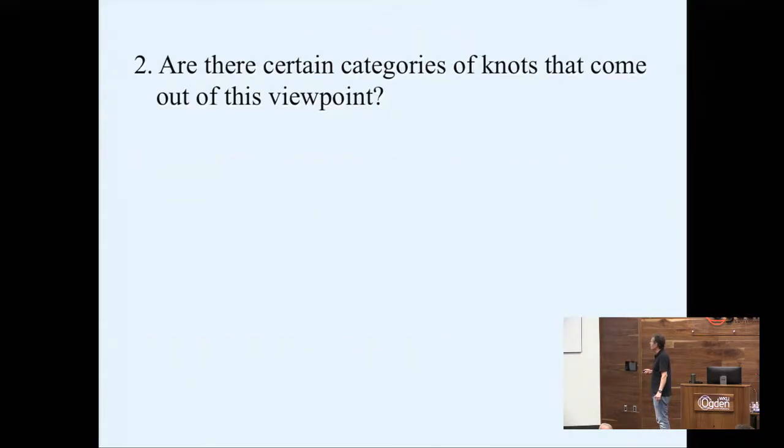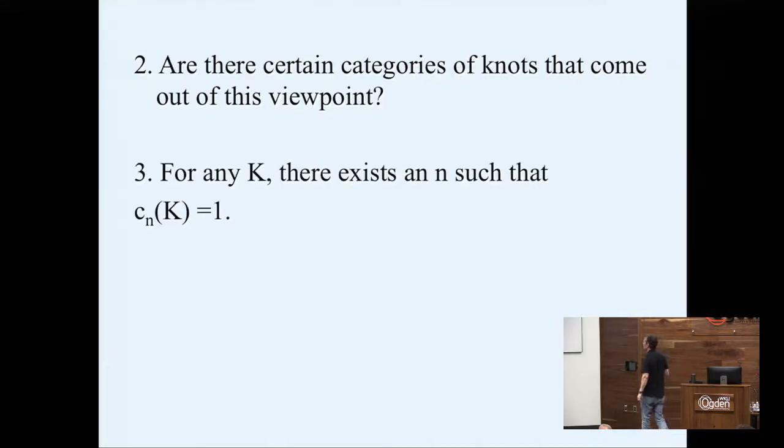Number 2, are there certain categories of knots for which this idea of petal knots makes a lot of sense? It turns out that a lot of the extreme cases with petal knots come out of the n+1 torus knots. They are particular examples that really seem to like petal diagrams. As we've said, for any knot, there always is an n crossing number that's equal to 1. Eventually it goes down to 1.